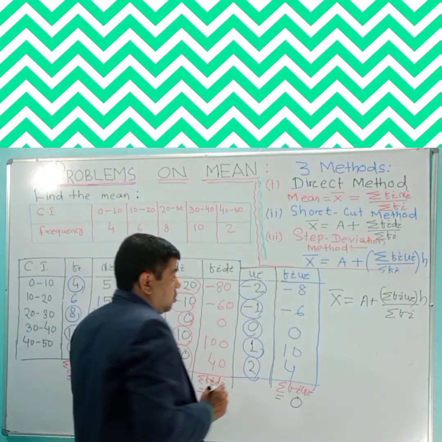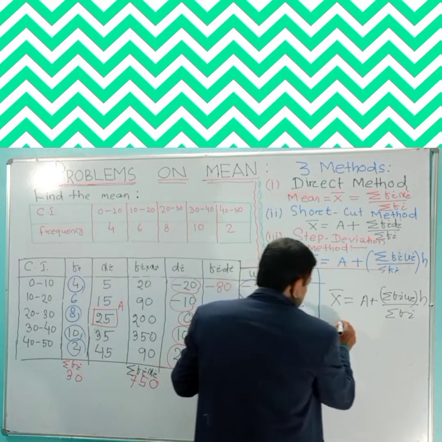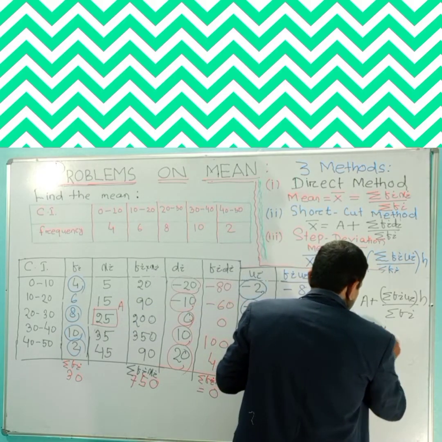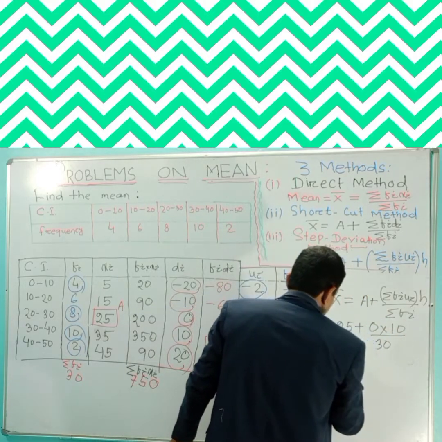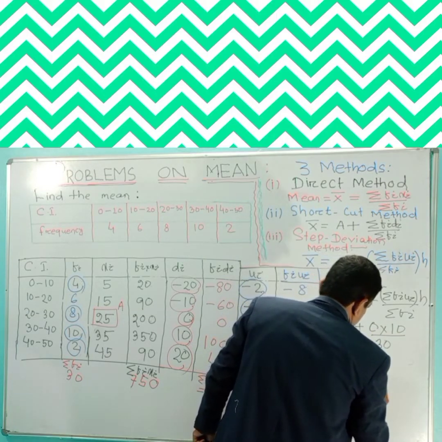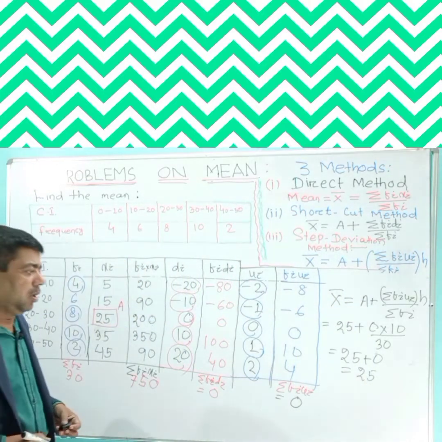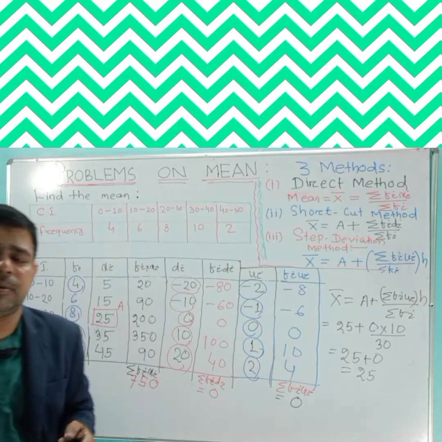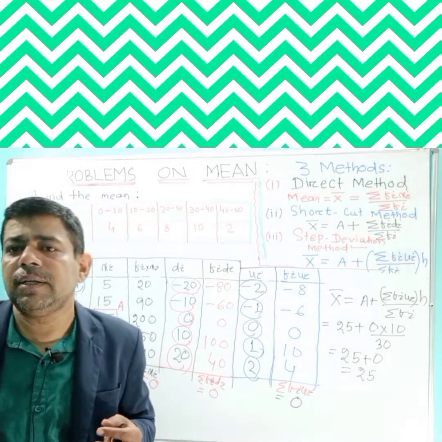So it is equal to a, where a is the starting point, which we have already taken as 25, plus summation of fi ui, which is 0, into class size 10, divided by summation of fi, which is 30. So 0 into 10 will be 0 and the mean will be 25. So in the step deviation method also we found the mean value is the same. In all three cases, the direct method, the step deviation method and the shortcut method, the mean value is coming the same.